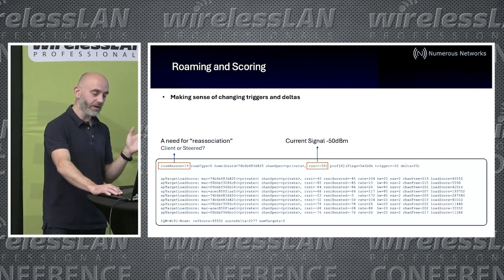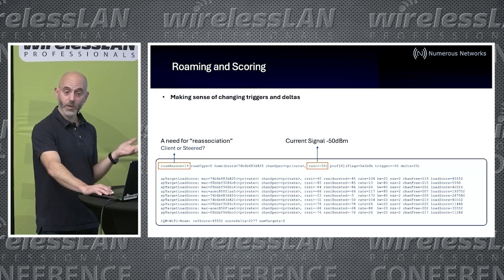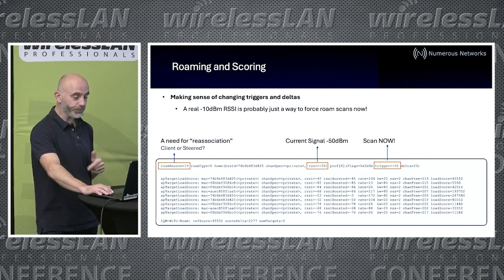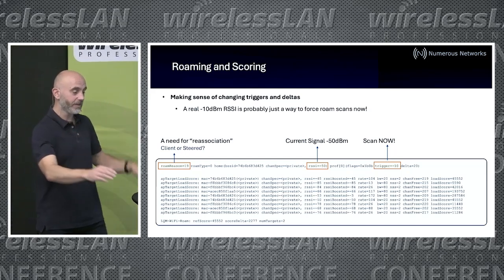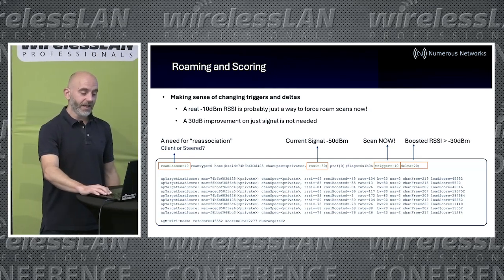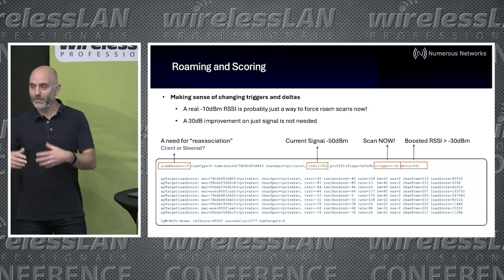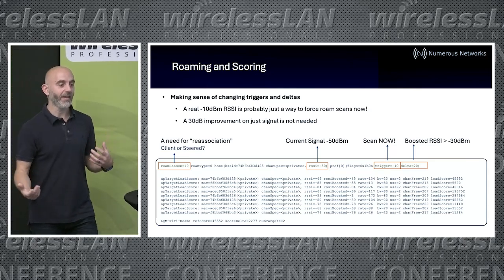Okay, so current signal is -50. It's a good signal, I'm not at -70, but I'm generating a roam. Because the trigger is -10, and all that means is scan me now. Need to get there. And the delta is 20. So how am I going to get to -30? If that was real RSSI, I'd never get there.